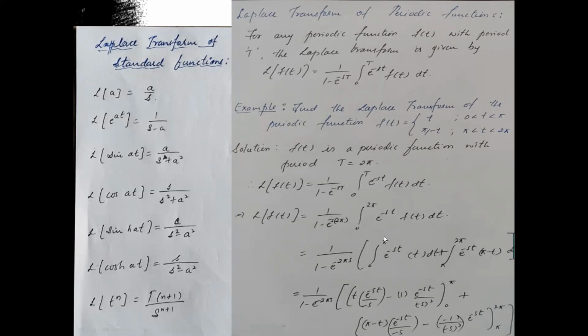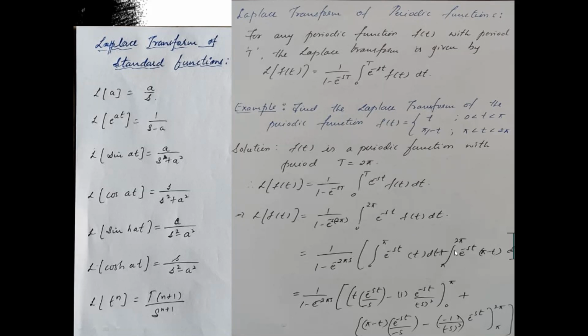We'll split it from 0 to pi because it is defined from 0 to pi as t, and again pi to 2 pi as pi minus t. So we'll split the interval from 0 to pi and again from pi to 2 pi. Here we have e raised to minus st. The function f of t in the interval 0 to pi is t, and in the interval pi to 2 pi the function is pi minus t. Now 1 upon 1 minus e raised to minus 2 pi s is kept as it is.